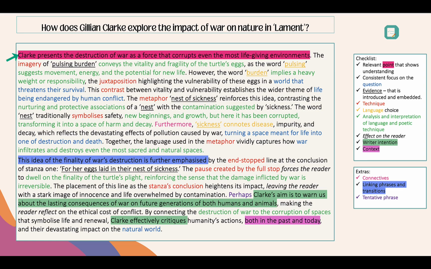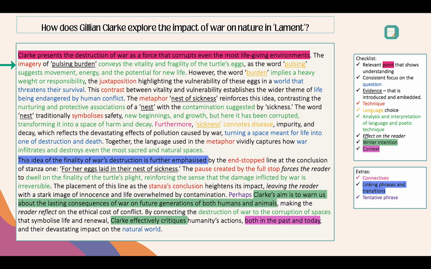So we start here with our point, and you'll see that I built this point around the fragment of a point that I already had in my plan. Clarke presents destruction of war as a force that corrupts even the most life-giving environments. The imagery of pulsing burden, now note how I've embedded my quotation here. So I've named the method already. It doesn't matter if you name the technique before you embed it or after, you can do both. And you will be able to see that I've done both. Conveys the vitality and fragility of the turtle's eggs.